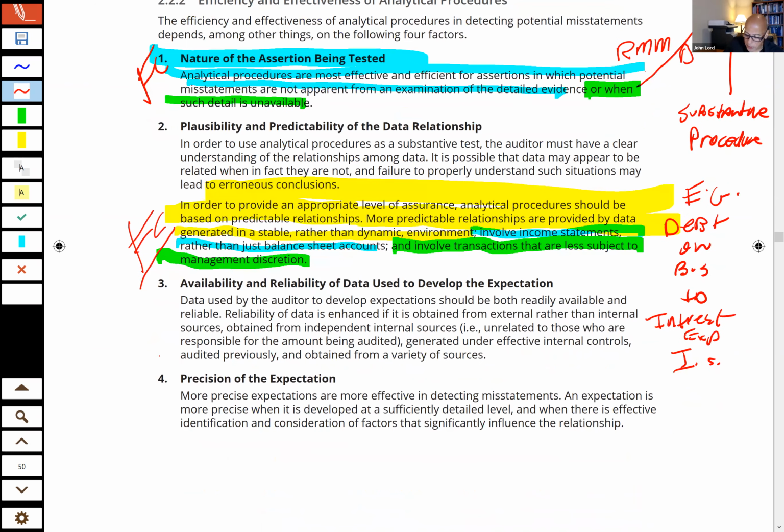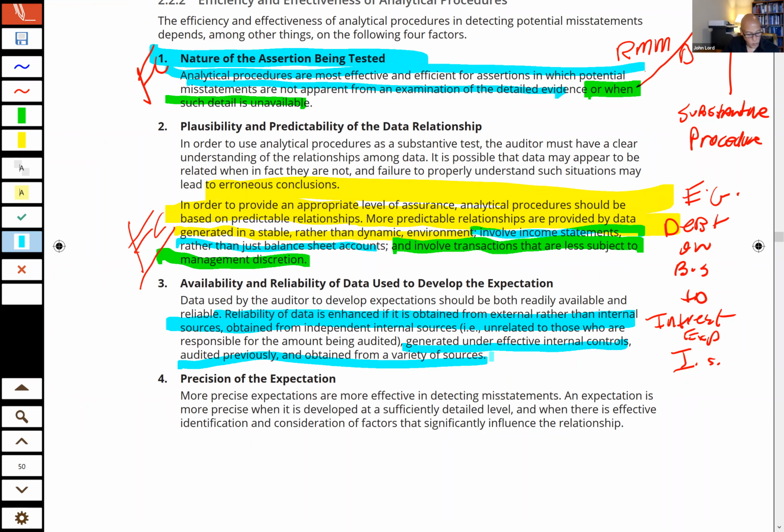Okay, and again, the reliability of data is enhanced if it comes from what? External sources rather than internal. And again, if it is internal, then you're going to have to look under controls over the data that you're using in the analytic. We use the external water bill in our example.